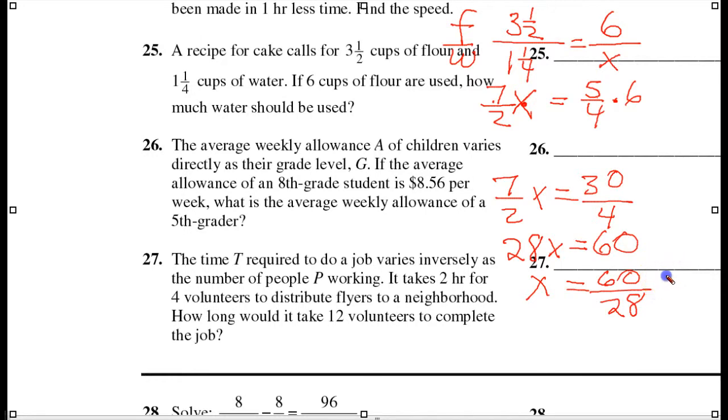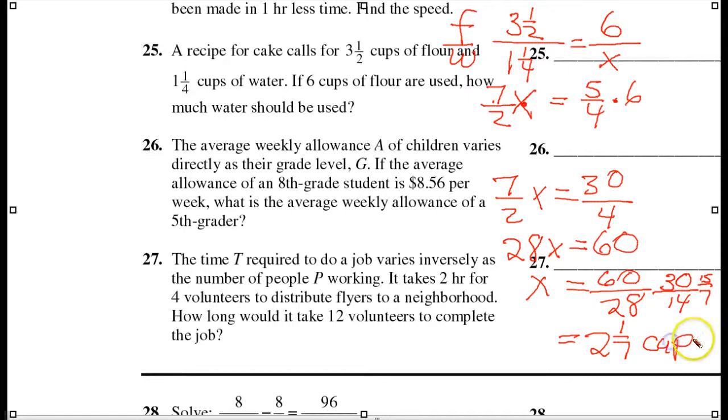So this will be 30, and this will be 14, and this will be 15/7. So it looks like 7 goes into 15 twice, 2 1/7 cups. Let's see if I got that right. I did.